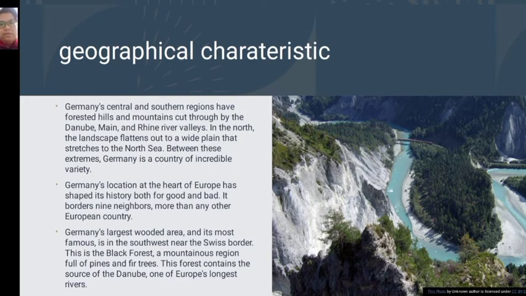The last point is Germany's largest wooded area and its most famous. It's in the southwest near the Swiss border. This is the Black Forest, a mountainous region full of pine and fir trees. This forest contains the sources of the Danube, one of Europe's largest rivers.